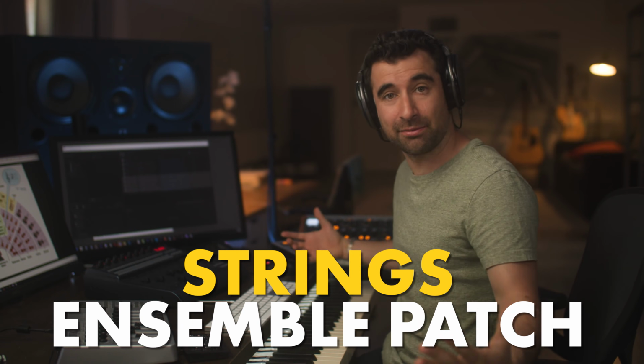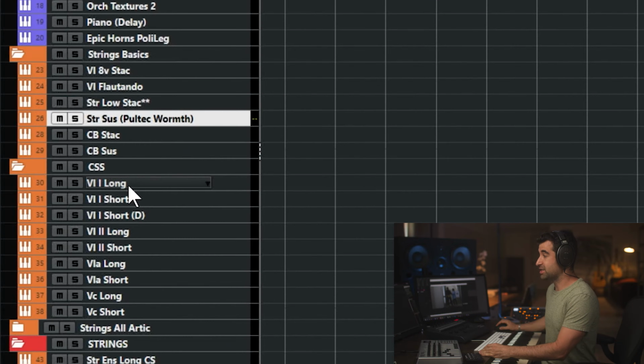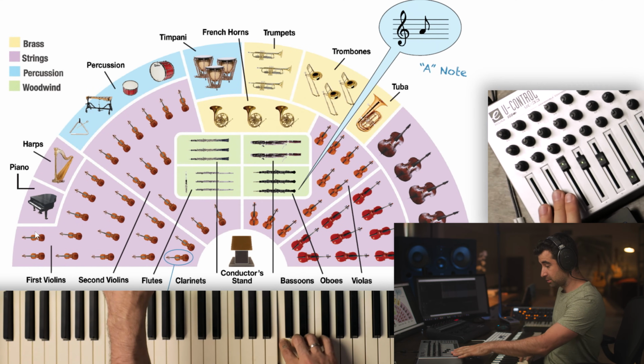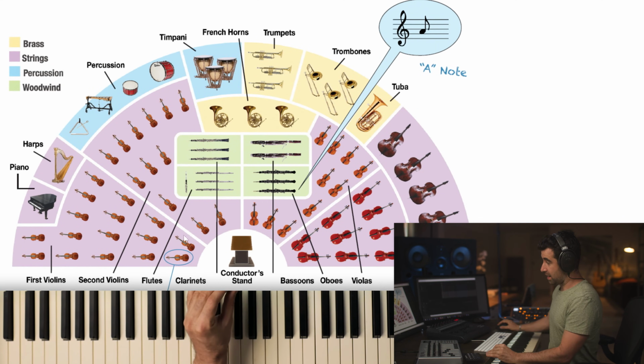All right, now again, this is a strings ensemble patch. This is very useful because we've got all the strings in one patch. We can also have them separately. For example, I've got just the violins 1 section. So this means that now as I do this, I'm literally just using this section here.